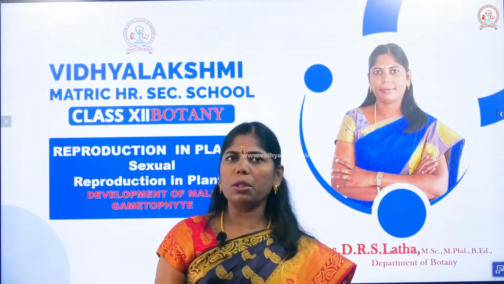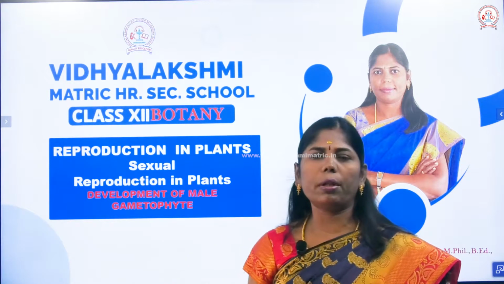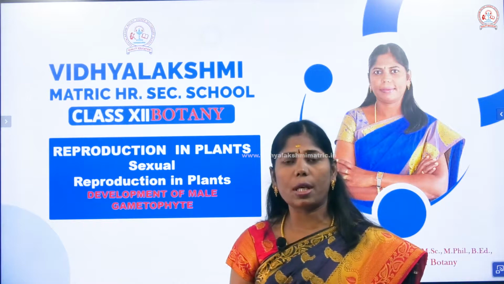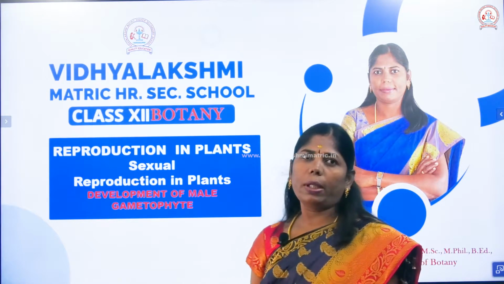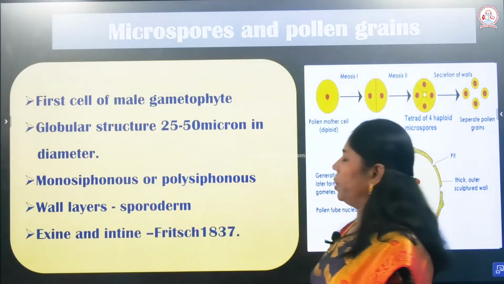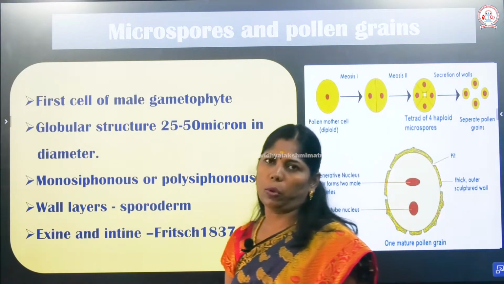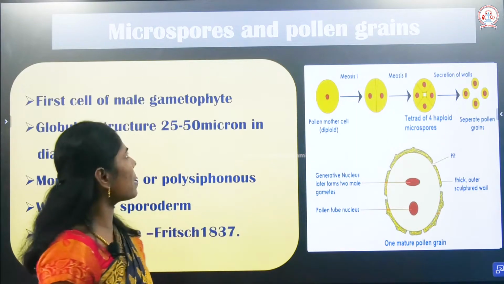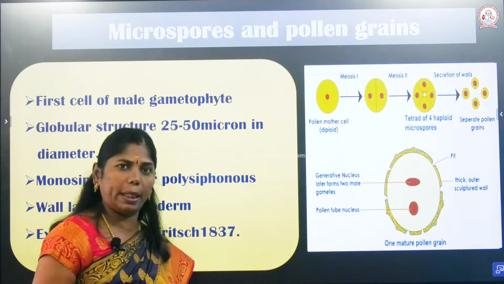Today we are going to learn the topic sexual reproduction in flowering plants, the first chapter in the 12th standard. In this chapter we are going to learn the development of male gametophyte. So, what is a microspore? The microspore is the first cell of the male gametophyte, isn't it?